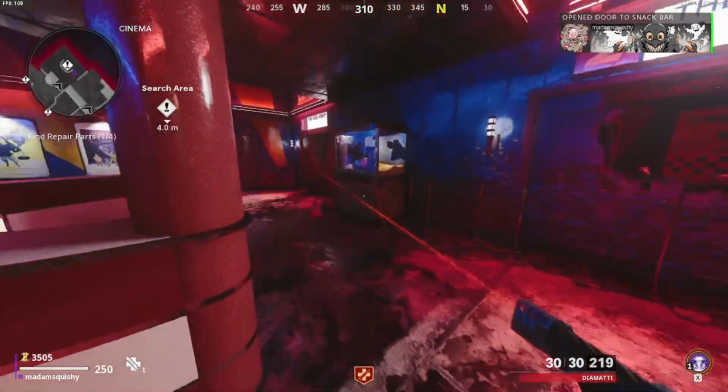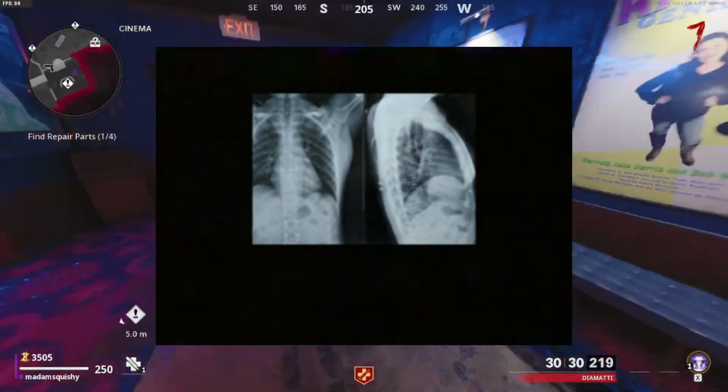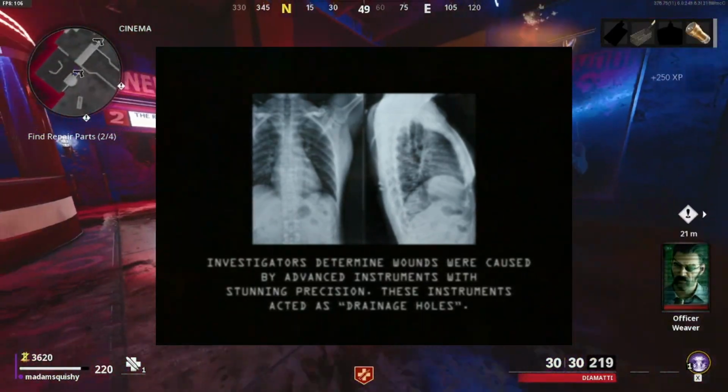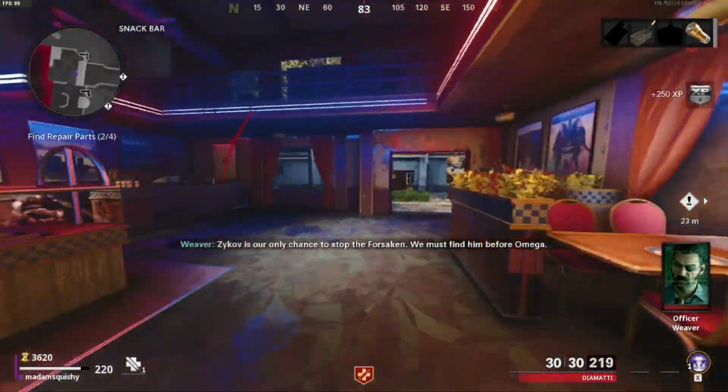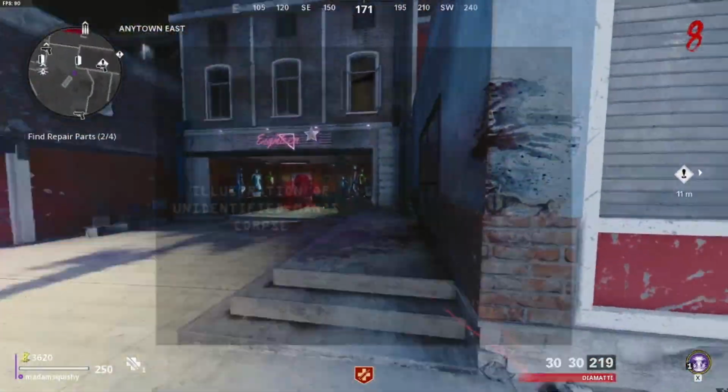There were 2 symmetrical orifices in his chest, which is where the man's blood had been completely drained from. Investigators had determined that this was done with advanced instruments, which acted as draining tools. We're then shown an illustration of the man's body.